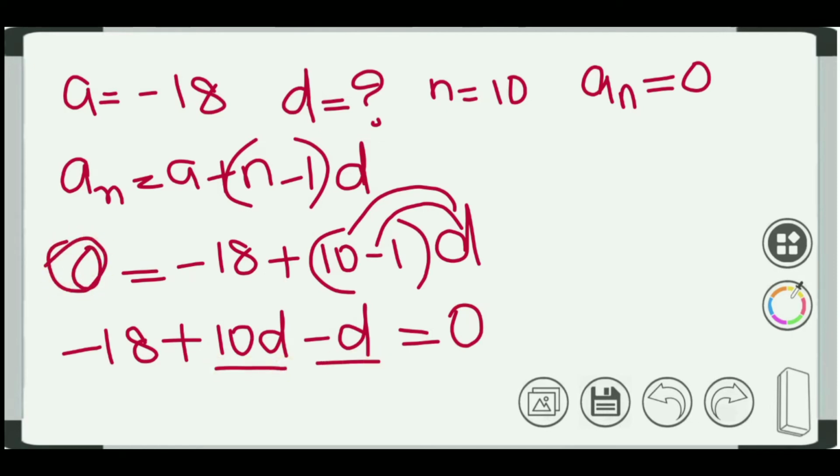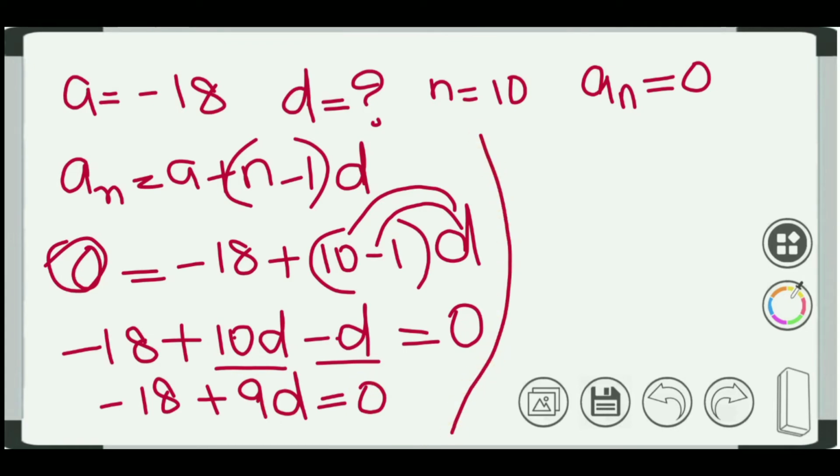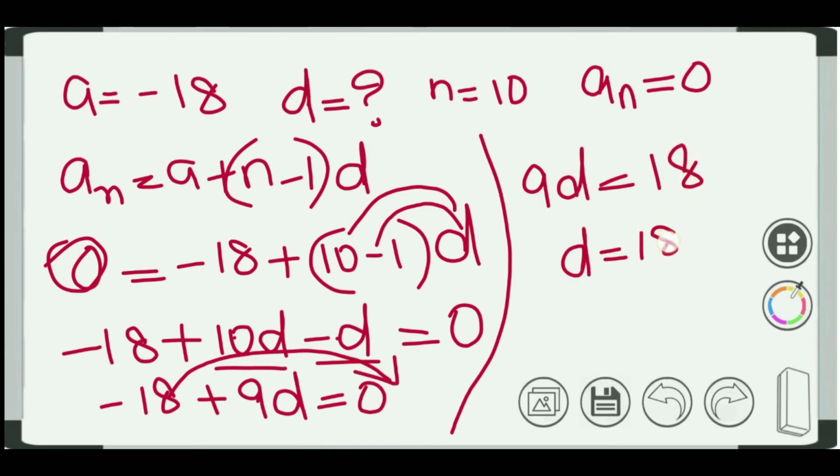10d minus d, 10 minus 1, 9. So minus 18 plus 9d equal to 0. Now this minus 18 I am taking this side. So minus 18 will become positive 18. 9d is equal to 18. D equal to 18 divided by 9, 2. So you got the value of D as 2.